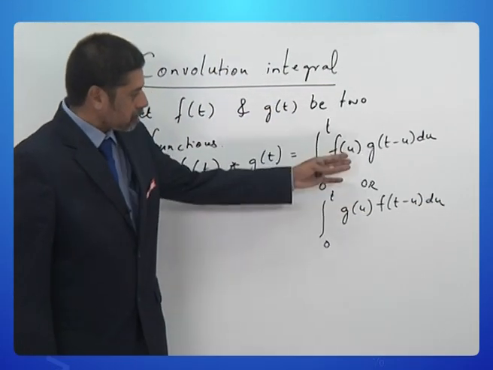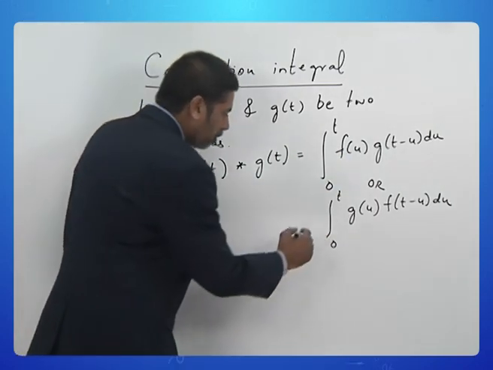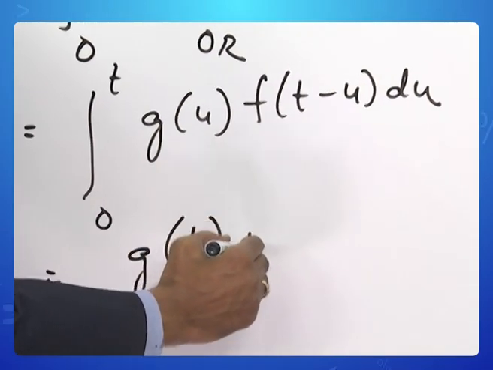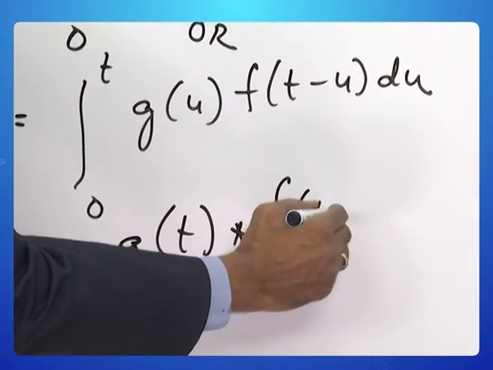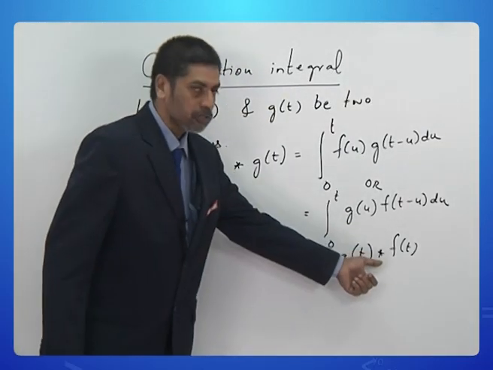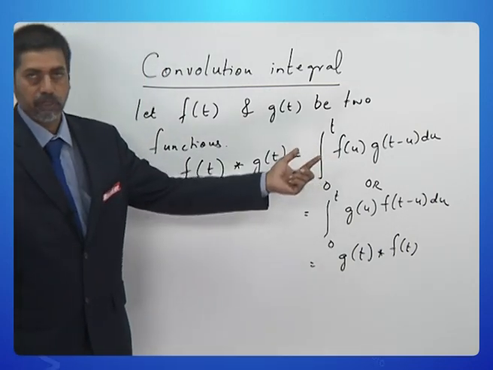So you can see that there is a commutative property here. Therefore, we can also write this as g of t star f of t. So the star symbol denotes the convolution operator, and this is what we call the convolution integral.